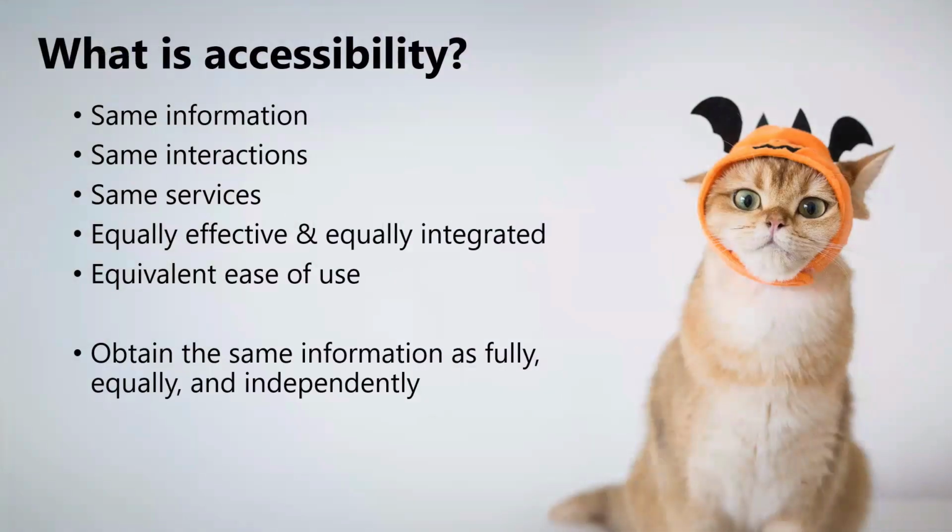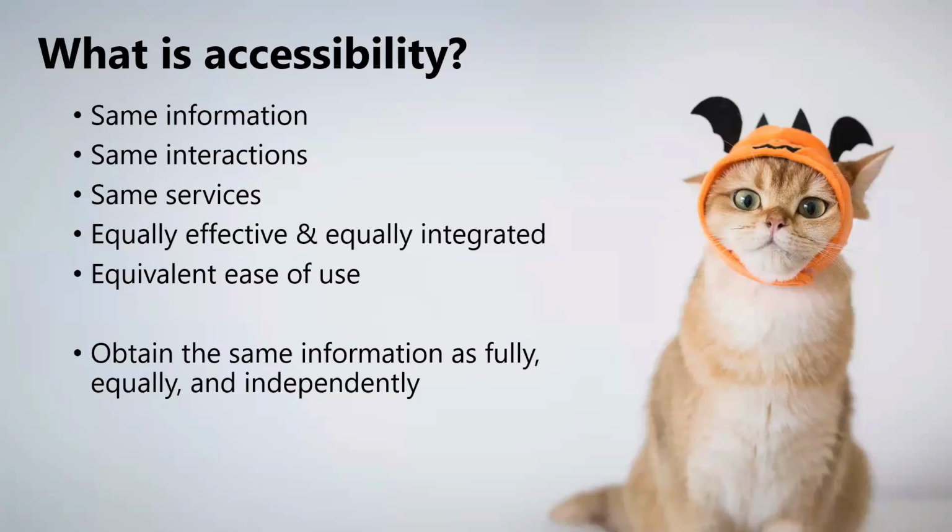First, what is accessibility? When we think about disability accessibility, we often think of physical spaces like ramps for wheelchairs, automatic door openers, maybe braille on ATM machines, or those crosswalk lights that talk and tell you when it's safe to go. All of those things are examples of accessibility technologies, and they are used to provide people with different kinds of disabilities equitable access to the world around them. That means they get the same information, interactions, and services as everybody else, all equally effective and equally integrated with equivalent ease of use. The same is true for digital spaces.